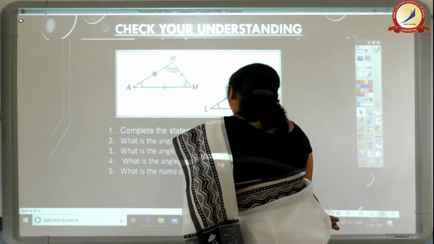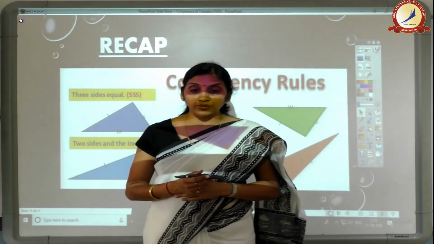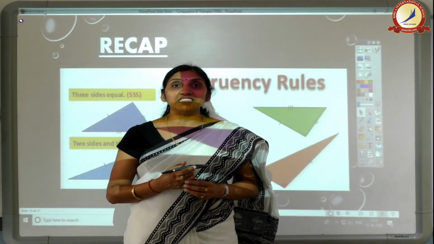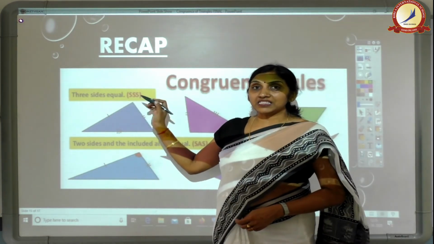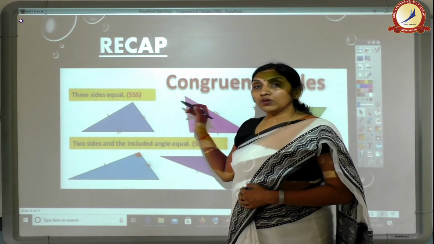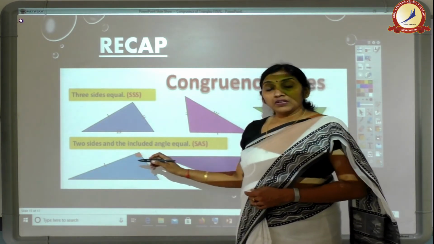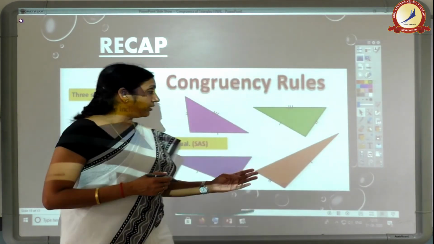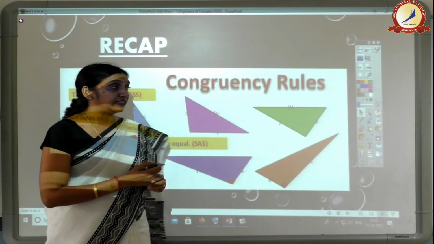So, let us quickly recap what we have learned today. That is the two congruency rules: the SSS congruency rule and the SAS congruency rule. The triangles are said to be congruent using the SSS congruency rule if the 3 sides of one triangle are equal to the corresponding 3 sides of the other triangle. Similarly, if 2 sides and the included angle of one triangle are equal to the 2 sides and the included angle of the other triangle, then the triangles are said to be congruent by SAS congruency rule.